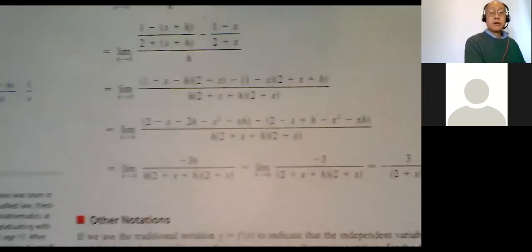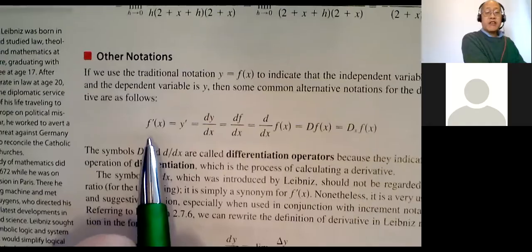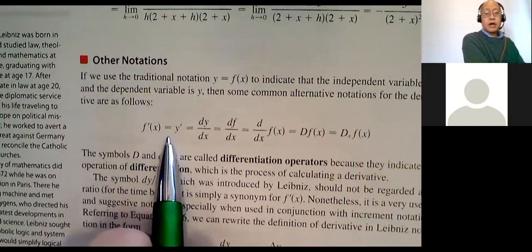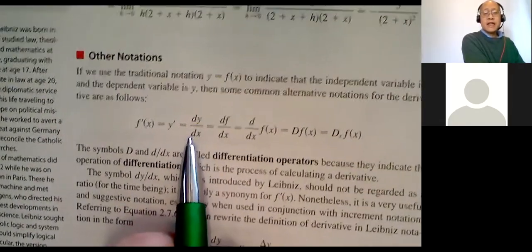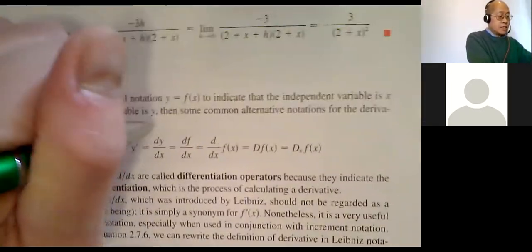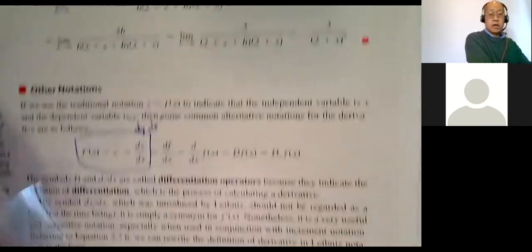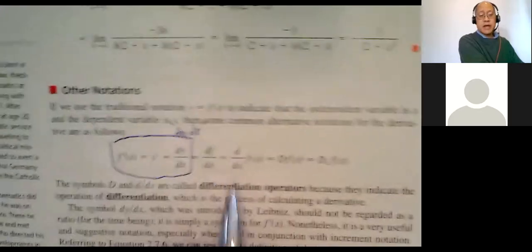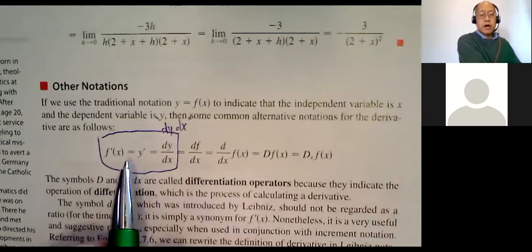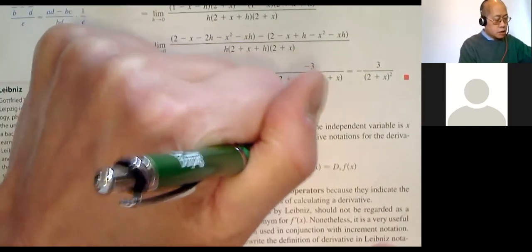Notation for derivative. The big three are these: F prime of X, Y prime, dy dx. It looks like dy over dx, but we're just going to say dy dx. These are the ones we're primarily going to use. We are hardly ever going to use any of these other ones. The D notation is sometimes called the Leibniz notation.